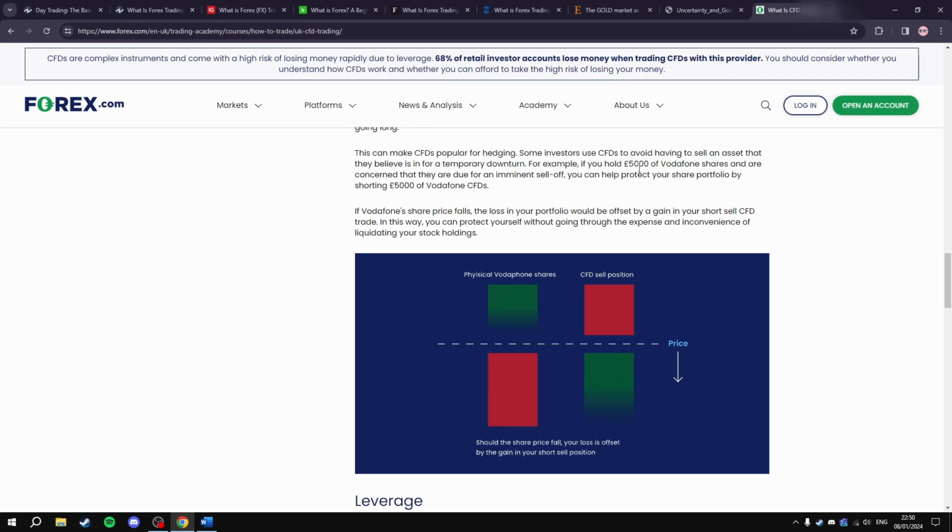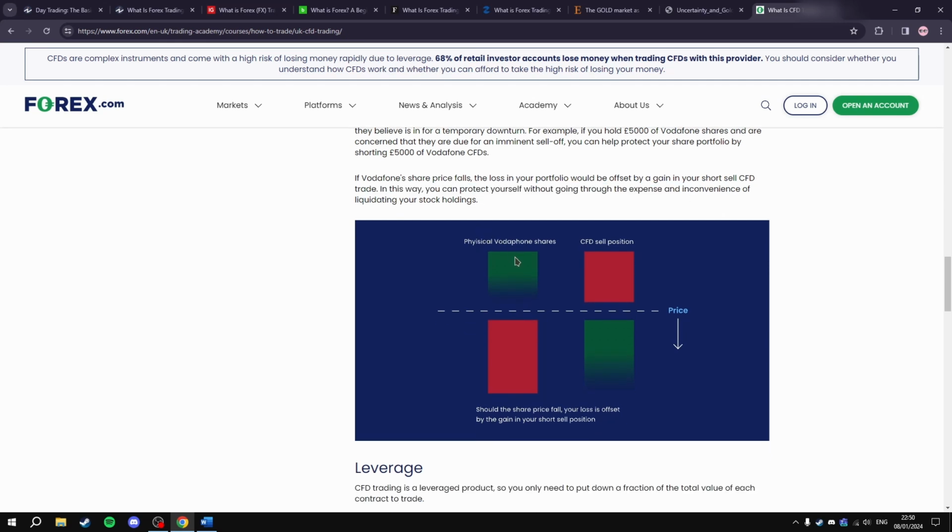For example, if you hold £5,000 of Vodafone shares and are concerned that they are due for an imminent sell-off, you can help protect your share portfolio by shorting £5,000 of Vodafone CFDs. If Vodafone's share price falls, the loss in your portfolio will be offset by the gain in your short sell CFD trade. In this way, you can protect yourself without going through the expense and inconvenience of liquidating your stock holdings.